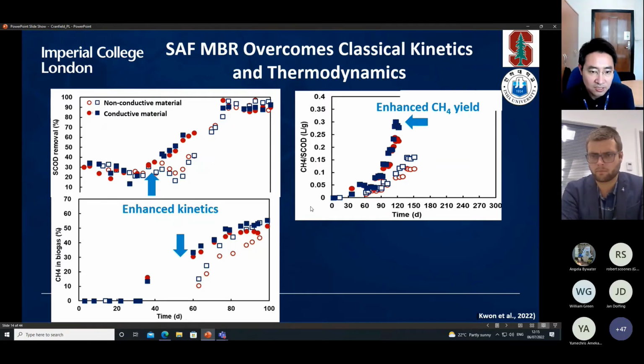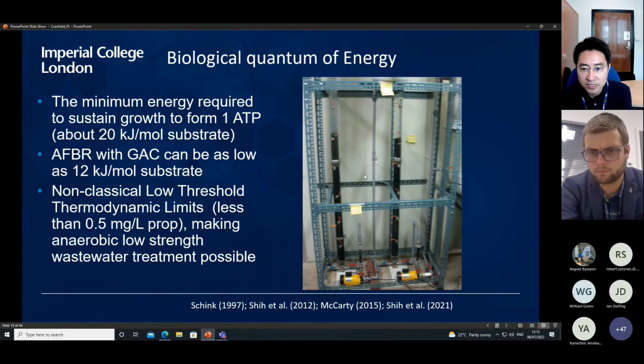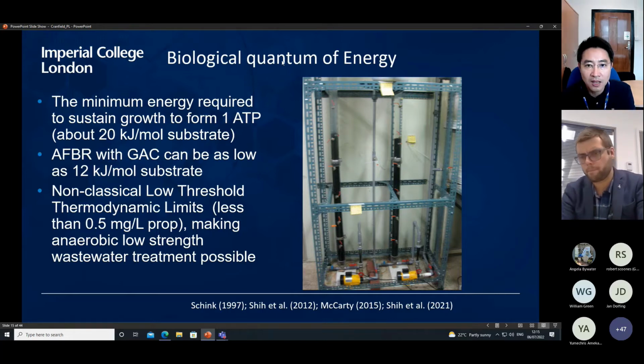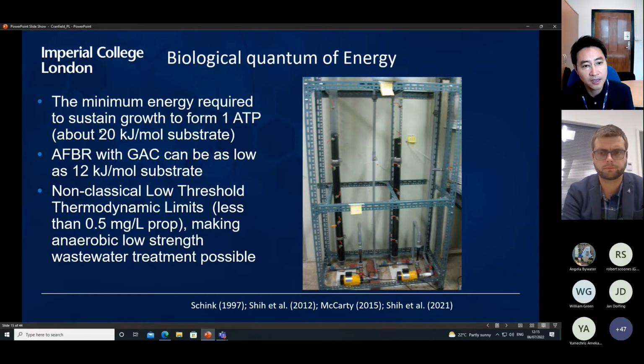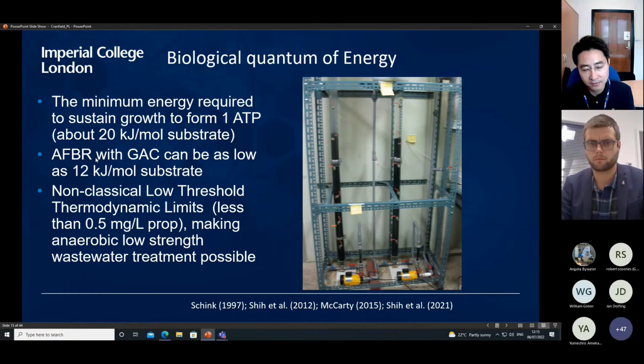So this is the lab scale, and you can see the reactor here. We try to understand what is the electron, with the so-called biological quantum energy. So this is the fluidized reactor. We can see that one ATP formation takes about 20 kilojoules per mole of substrate. However, in this reactor we calculated that it can be as low as 12. Okay, this is from some simulations, and we are not going into detail, but I'll have more later on.